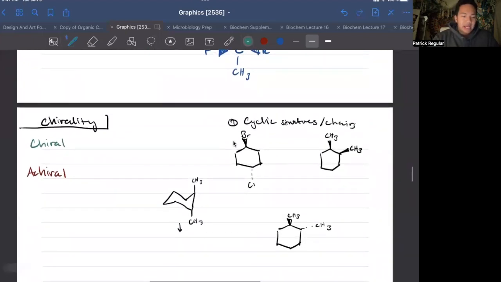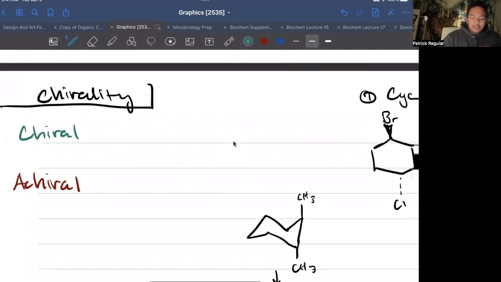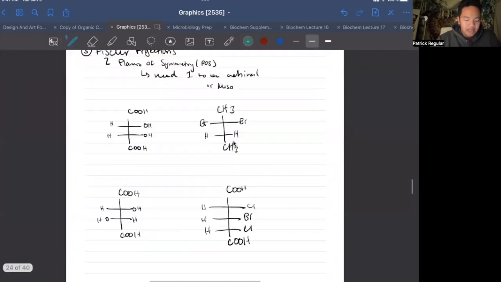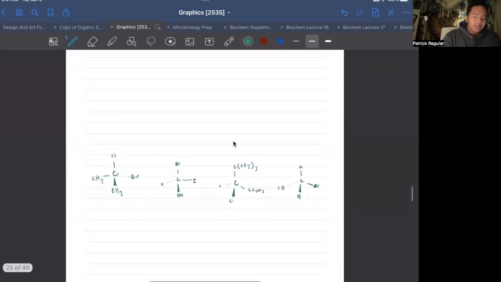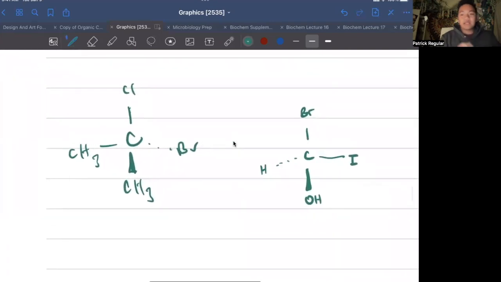All right. Now, for chirality, actually, let's just start with some practice. So right here, we're going to start off plain and simple with what I just said. Is this carbon a chiral carbon? No, it's not. Because if you look right here, CH3, CH3, they're the same thing. They don't need R or S because this carbon is achiral.